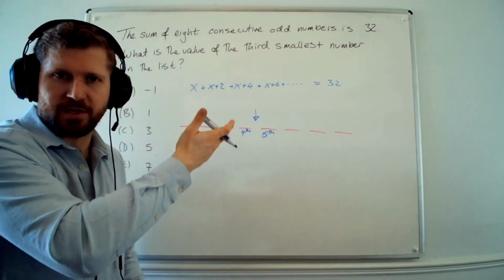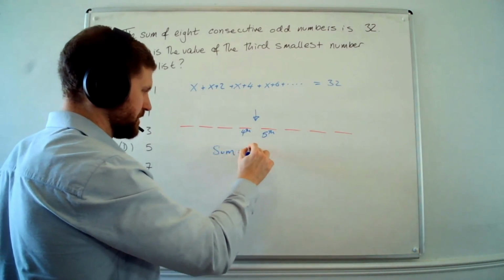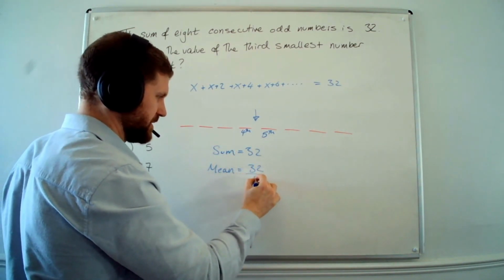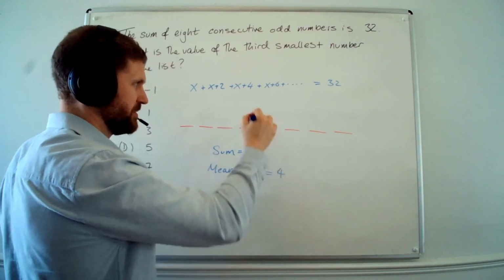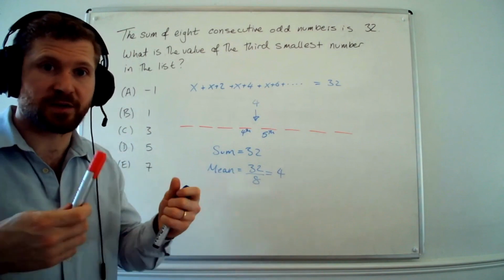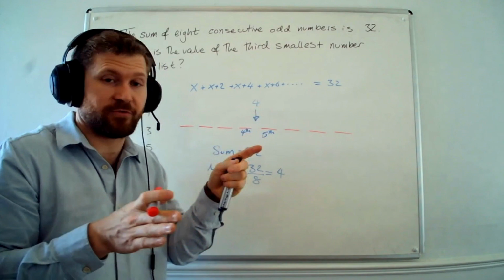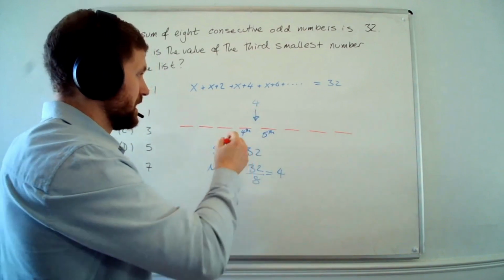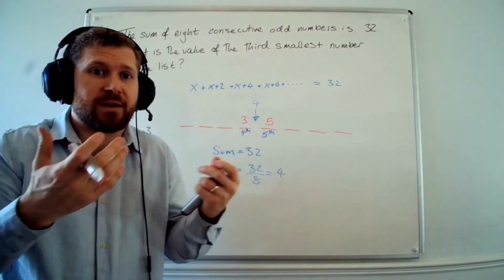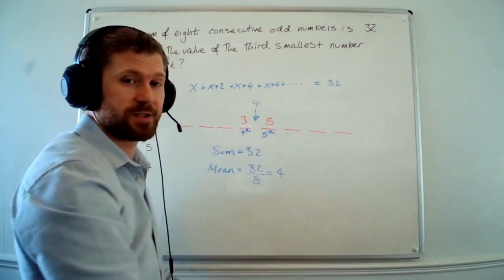So, start of the question: the sum of 8 consecutive odd numbers is 32. So if the sum is 32, then the mean of these numbers is going to be the sum divided by the number of numbers. It's going to be 4. The median here is going to be 4. And because these are consecutive odd numbers, they're 2 apart, I know that median is right in the middle of these two numbers. I can say that the 4th number is 3 and the 5th number is 5. And from there, I can find any number in the list because I just subtract 2 to go down the list, or I add 2 to go up the list.